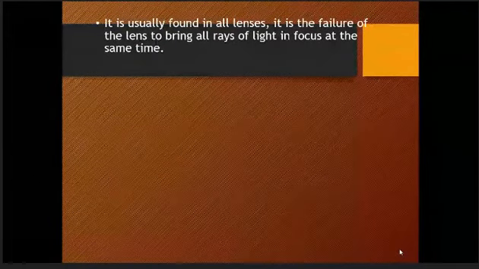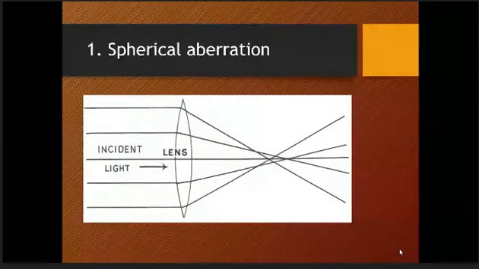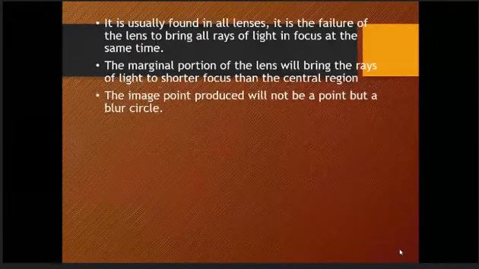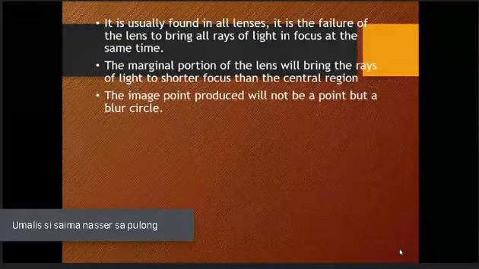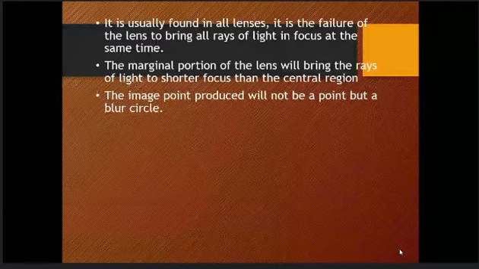The failure of the lens to bring all rays of light to focus at the same time. Mawala ang focus sa subject, sa object to be photographed because of spherical aberration. Next is, the marginal portion of the lens will bring rays of light to shorter focus than the central region. So, pasabot, dito sa nag-focus noon sa central region of the subject.